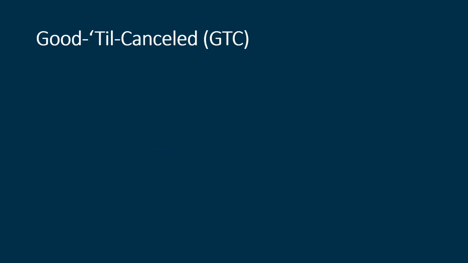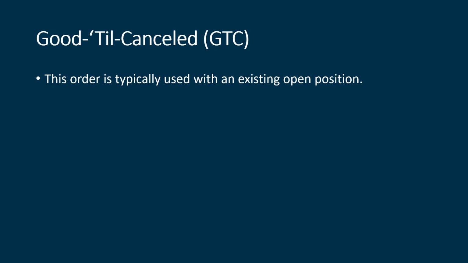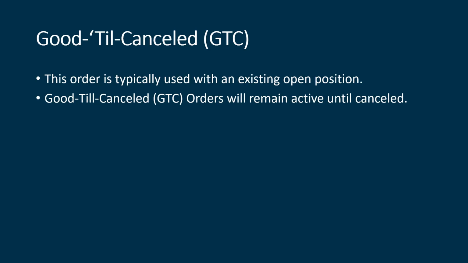Then we have a thing called a good till canceled order, or this is just called a GTC. I know that's a poorly made acronym, but it's what the market uses. The order is typically used when you have an existing position. A good till canceled order will remain active until it's canceled. So you can set it and forget it. You place the order and then you can go away and do the other things that you need to do. And that order is still sitting there, kind of like a stop loss order. It sits there either to buy or to sell until you come in and actually cancel that order.